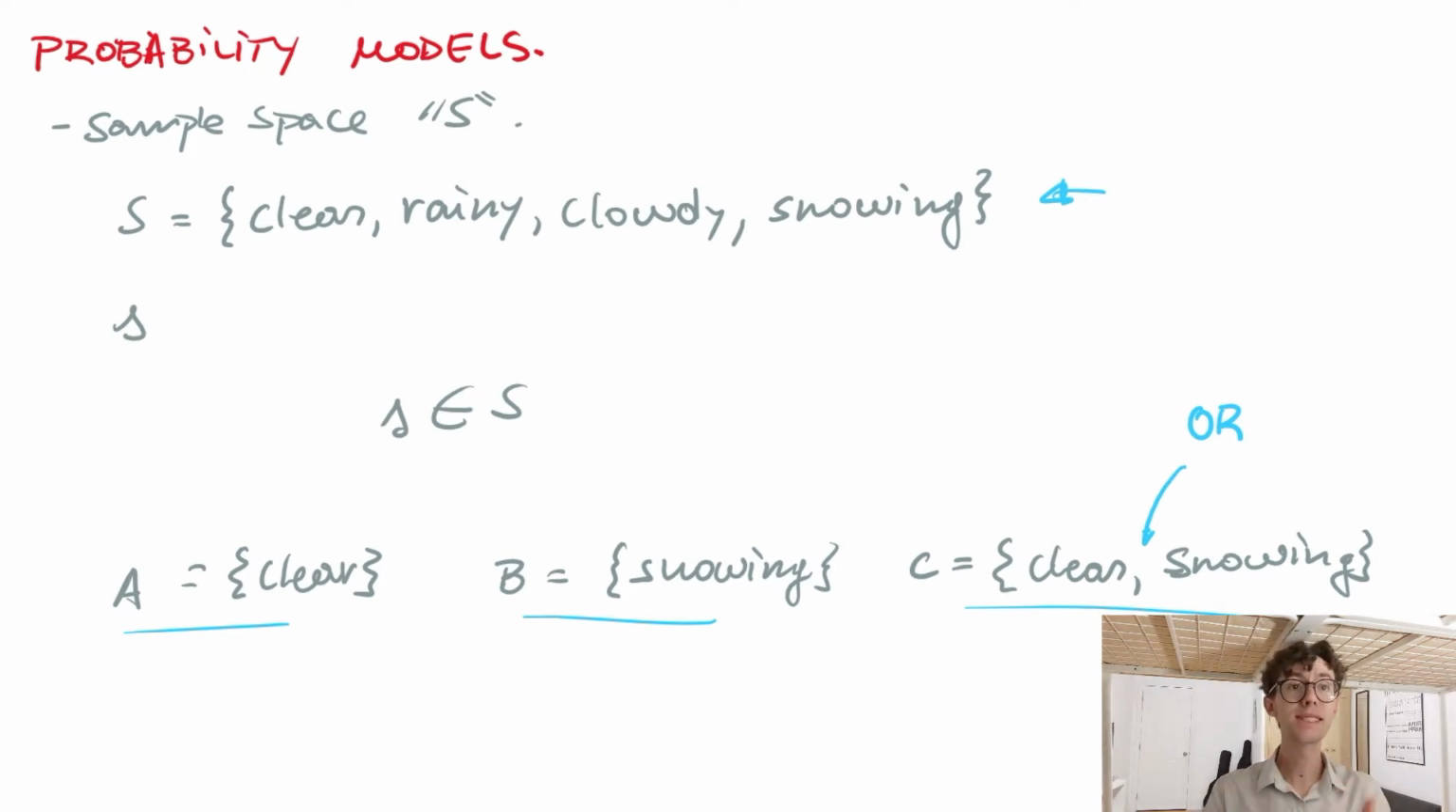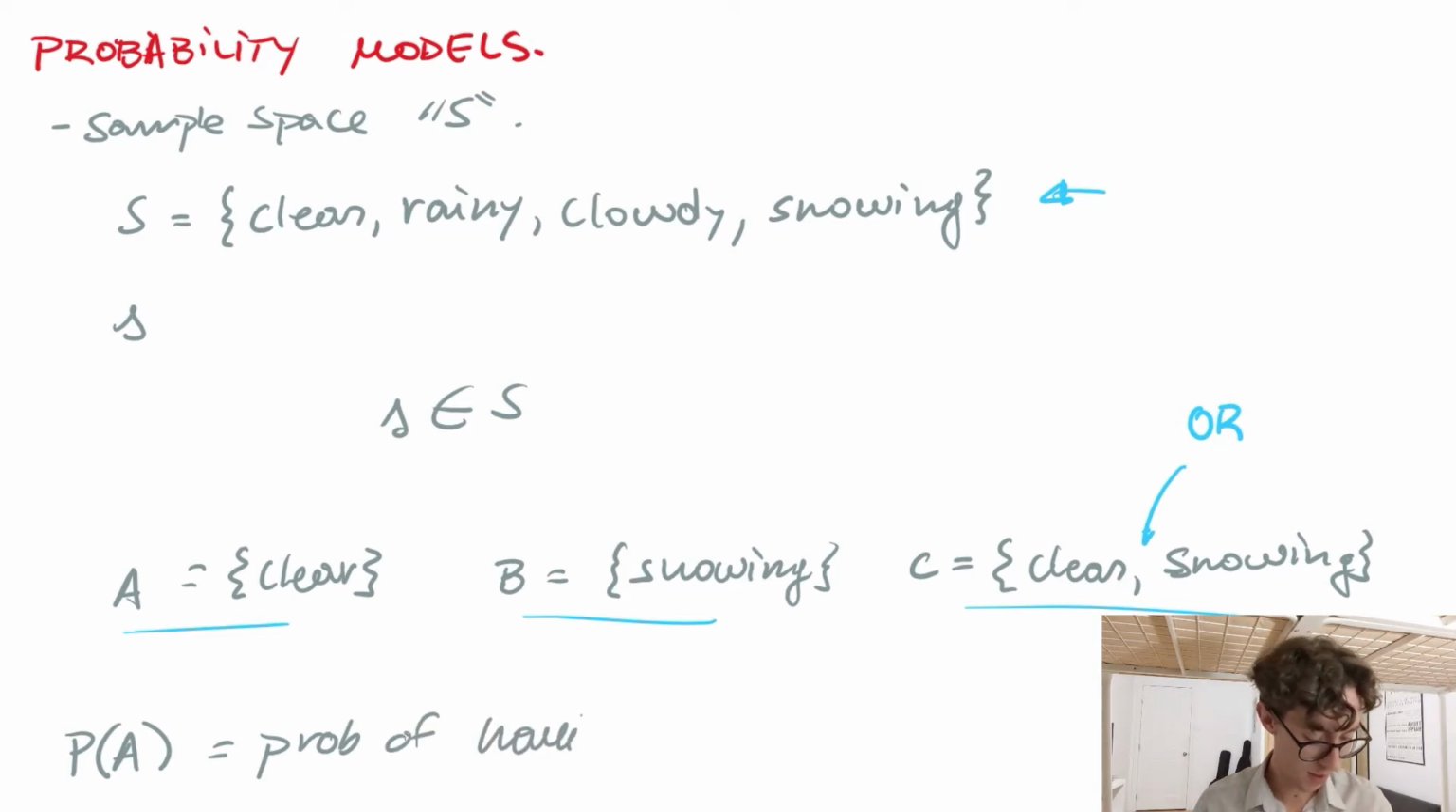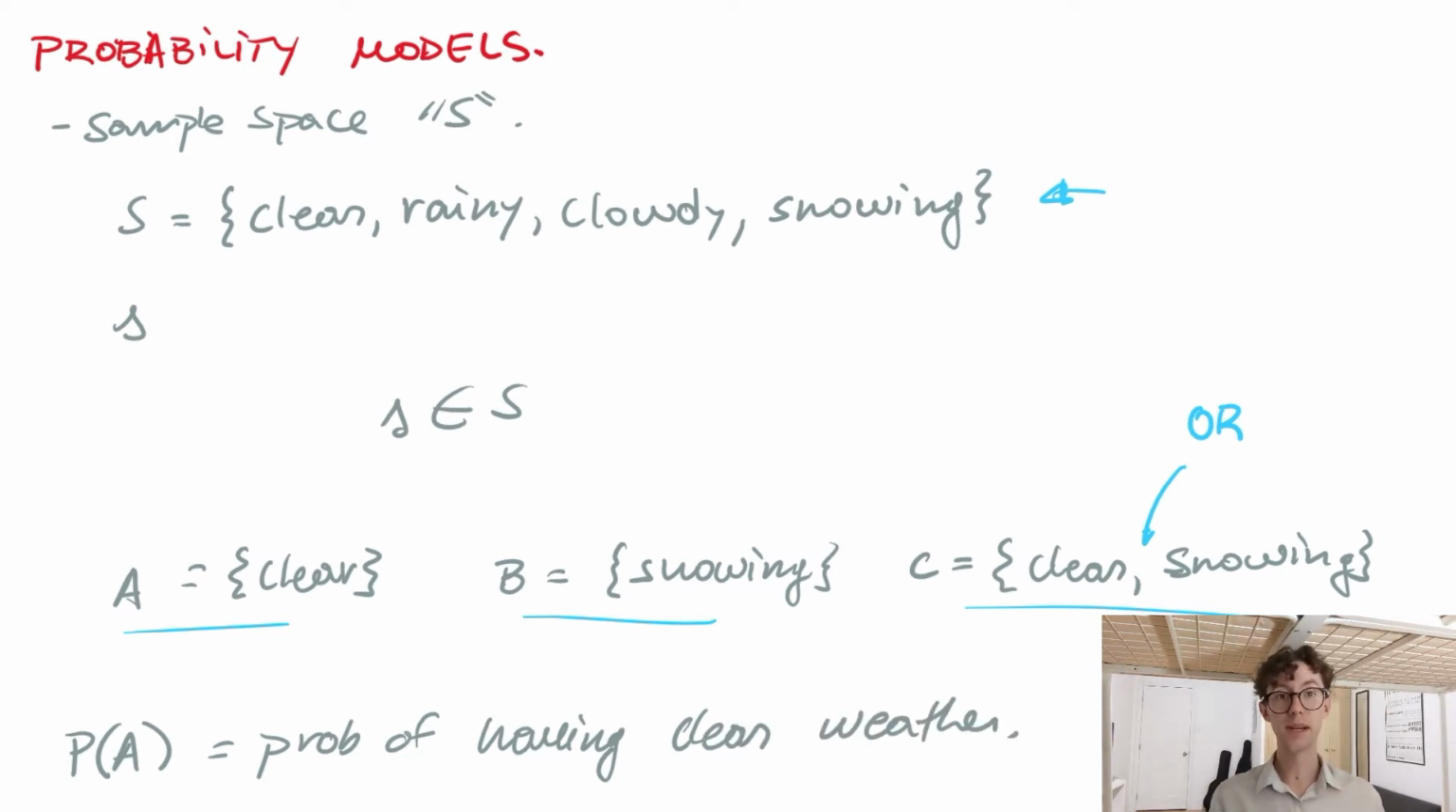Now, the last thing that we need to have a full model is a probability measure. How likely is it that it will be raining? How likely is it that it will be snowing? The notation that we'll be using for that is the probability of A, so the probability of it being clear. We'll write that as P of A, an uppercase P. So P of A is the probability of having clear weather. Seems pretty simple, pretty straightforward, right?